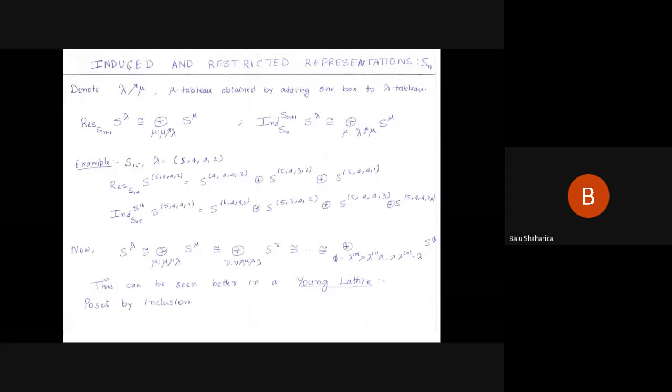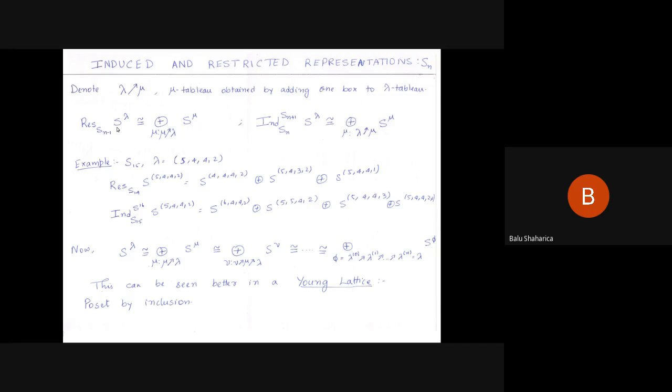Now we move to induced and restricted representations of Sn. If I have an irrep in say S5 and I want to see what happens to that irrep when we go to S4, it does not stay an irrep and becomes a reducible representation. So in S4, that same irrep that was in S5 will become a direct sum of irreps in S4.